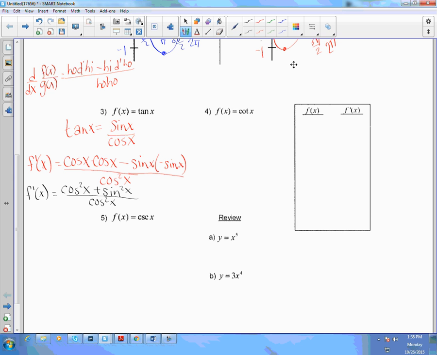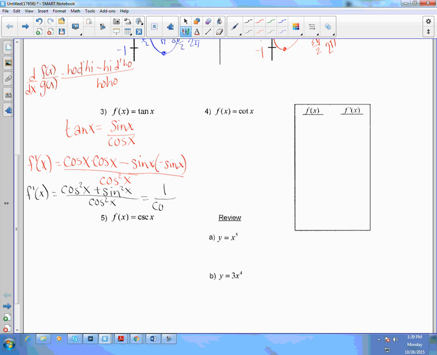This is the trig identity we need to know. If you don't know this, you can pull up the trig identity page. Sine squared x plus cosine squared x equals 1. Cosine squared x plus sine squared x equals 1. It's a very common one, so you need to have that memorized.